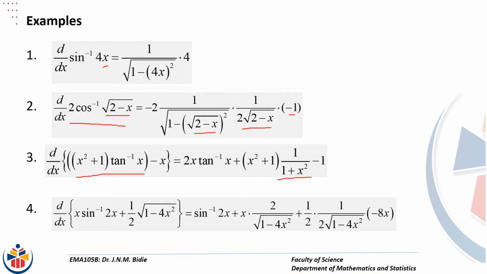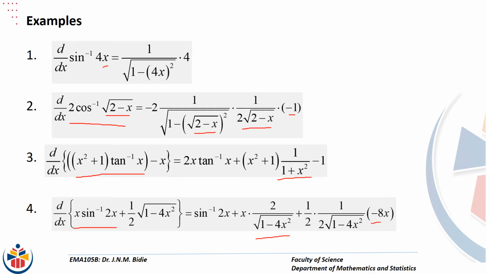Also, number 4, the product rule for the first term gives us arc sine of 2x plus x times 1 over the square root of 1 minus (2x) all squared, times the derivative of 2x, which is 2. That is why we have that expression, plus half times the derivative of the square root. We know it's 1 over 2 square root, multiplied by the derivative of the argument of the square root.